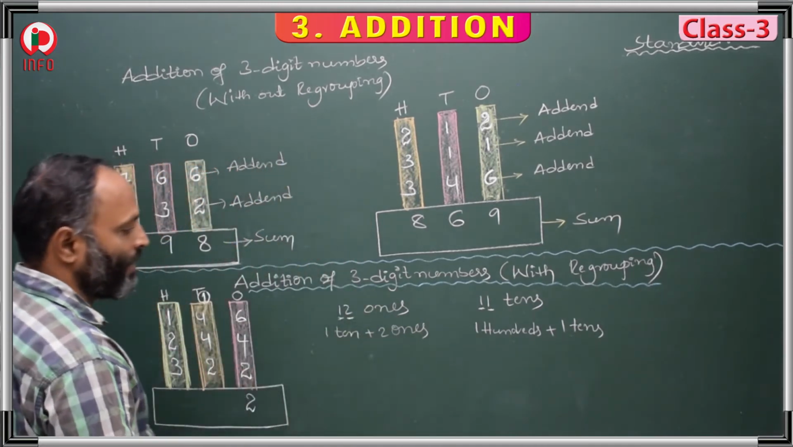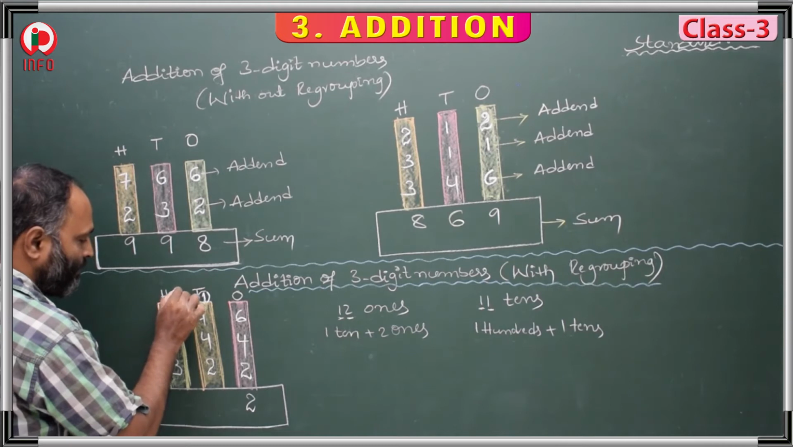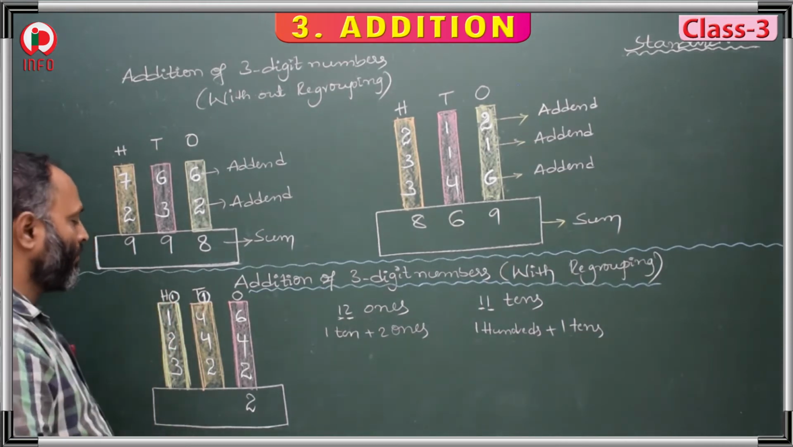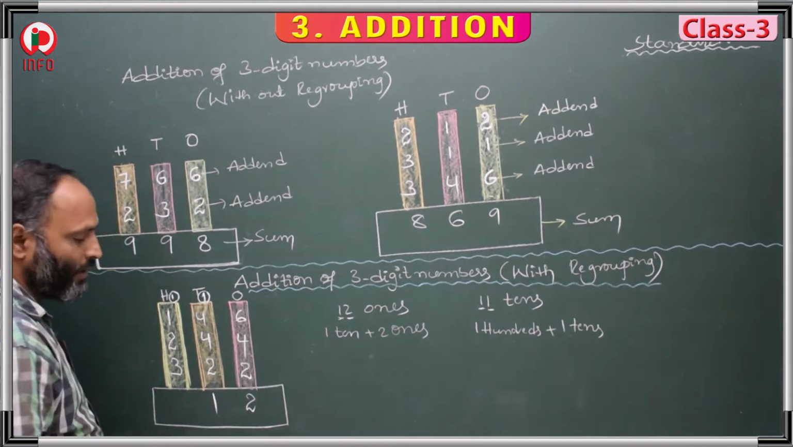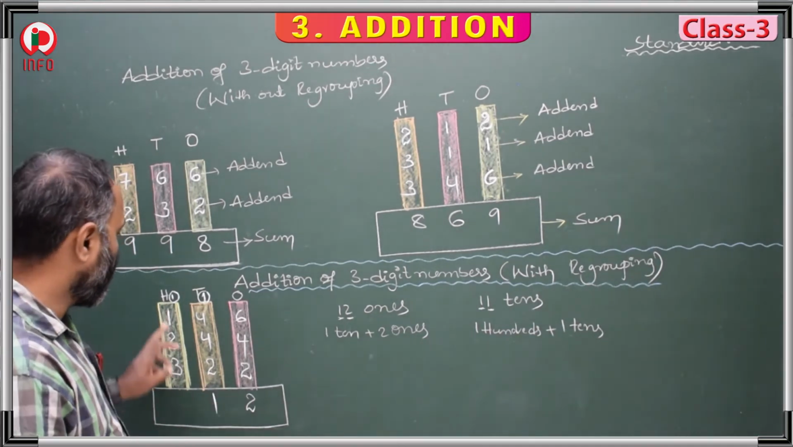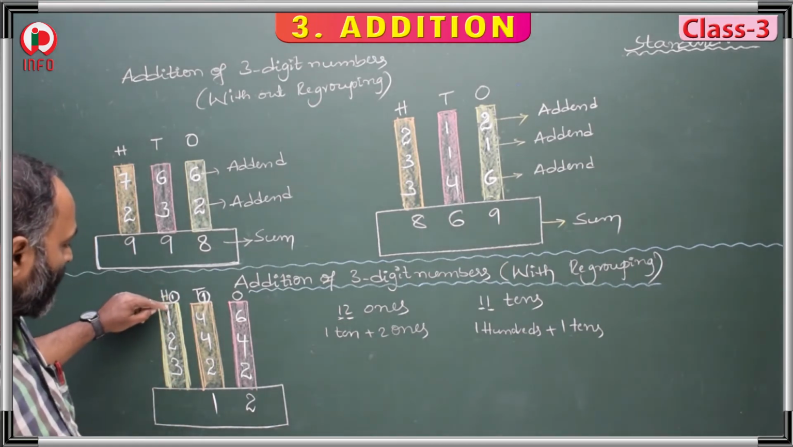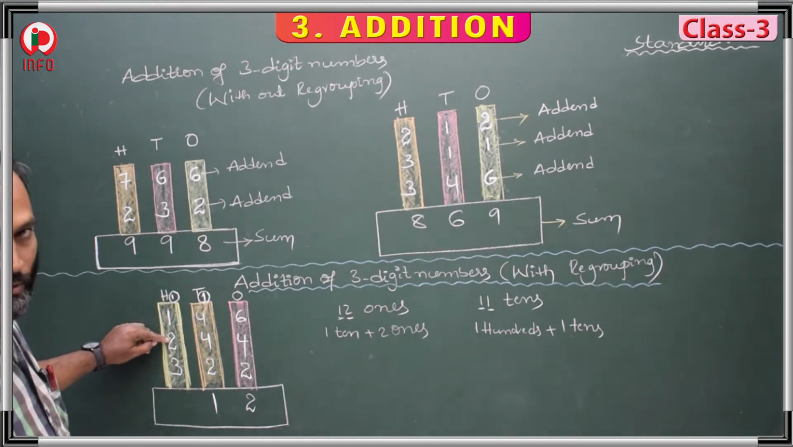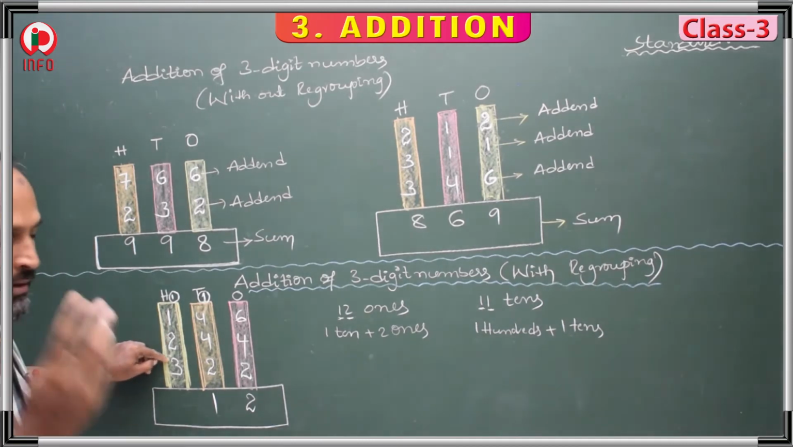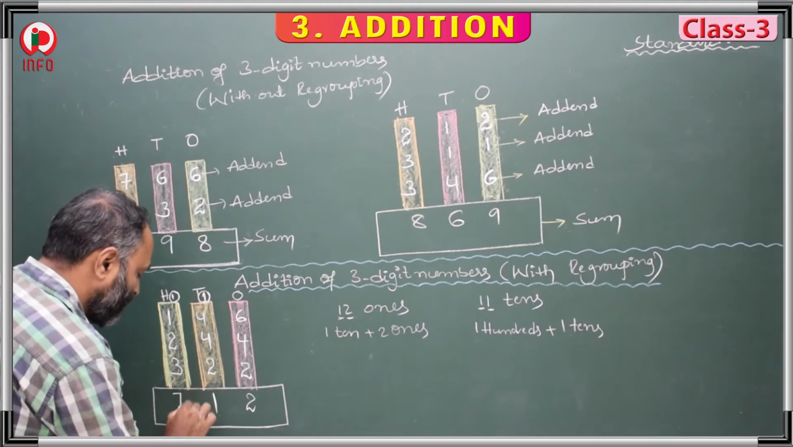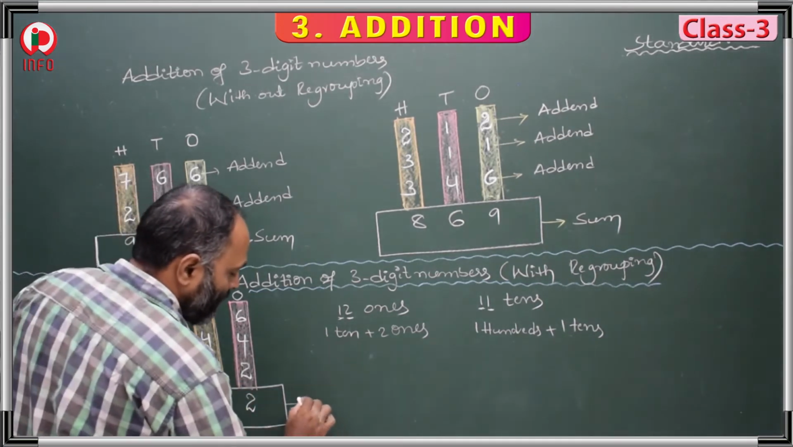How many hundreds are there? 100. In the place of 100 we take 1. And in the place of tens, what do we have to take? 1. 1 tens. And again this is the last place value. Then add all. 1 plus 1, 2. 2 plus 2, 4. 4 plus 3, 5, 6, 7. 7. 712. This is our sum.